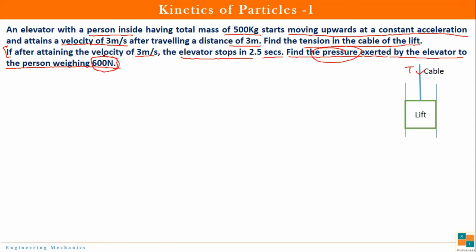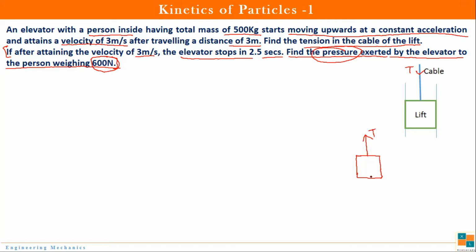Let us start with the solution for the first part. For the first part, we need to draw a free body diagram. So let us say there is a lift as a body. The first force which we will show on the free body diagram is the applied force. Applied force is nothing but the tension in this cable, and tension is always shown away from the body. So I will show it like this, T.